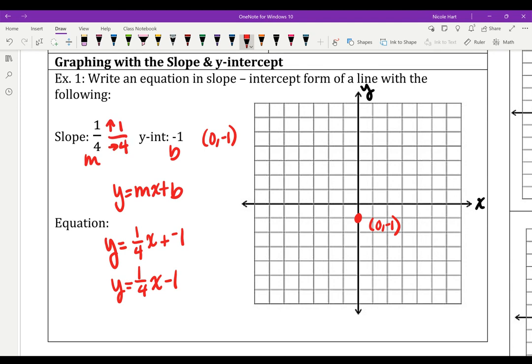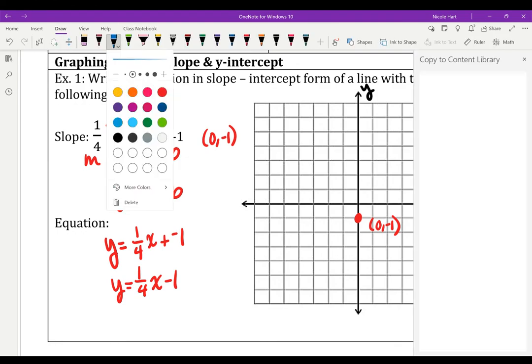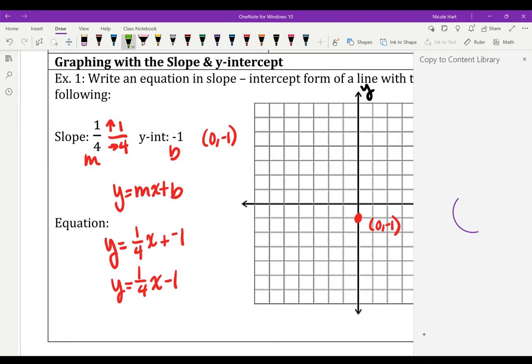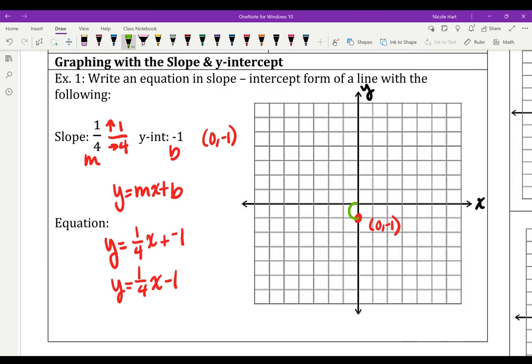So from that 0, negative 1, I'm going to travel up 1 and then to the right 4. 1, 2, 3, 4. And if you want a second point, or a third point, I should say, in order to graph this line nicely, you can go up 1, 1, 2, 3. I kind of run out of room.